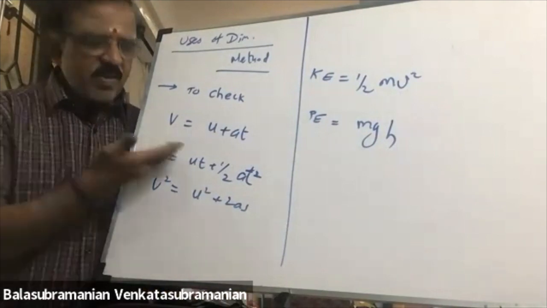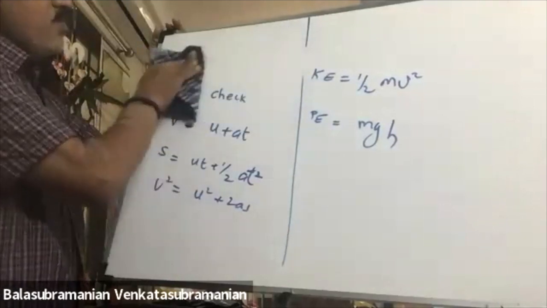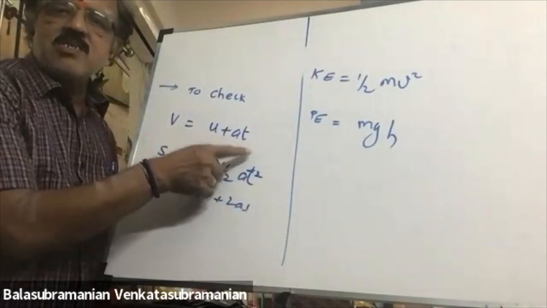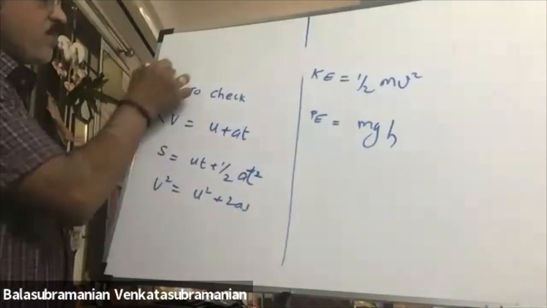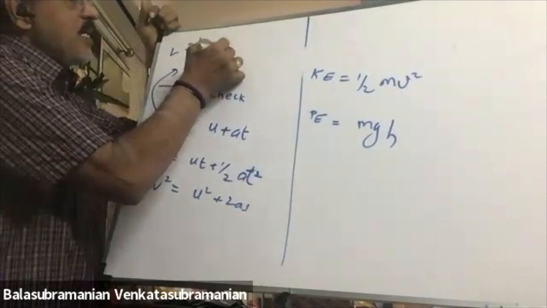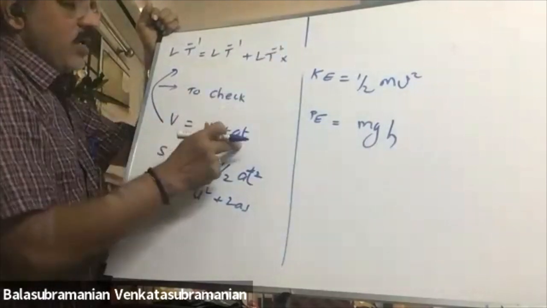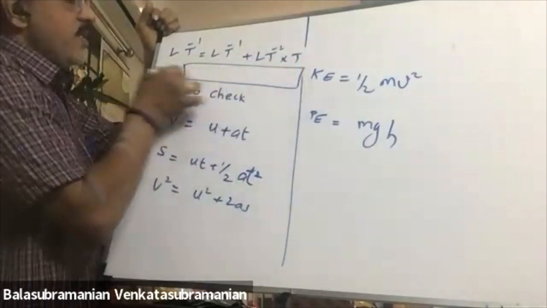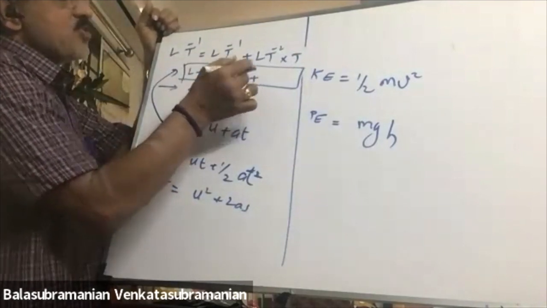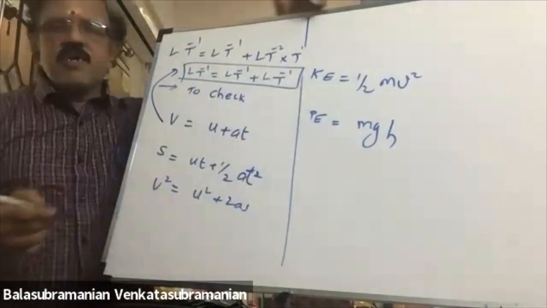What is the meaning, sir? We will explain. V is equal to U plus AT. What is V? Velocity, U velocity, A acceleration, T is called time. Dimensional formula, velocity LT power minus 1. U LT power minus 1 plus acceleration LT power minus 2, time is T. So what you are getting? Left hand side LT power minus 1, right hand side LT power minus 1 plus this is T power minus 2, T power 1. What you are getting? LT power minus 1.